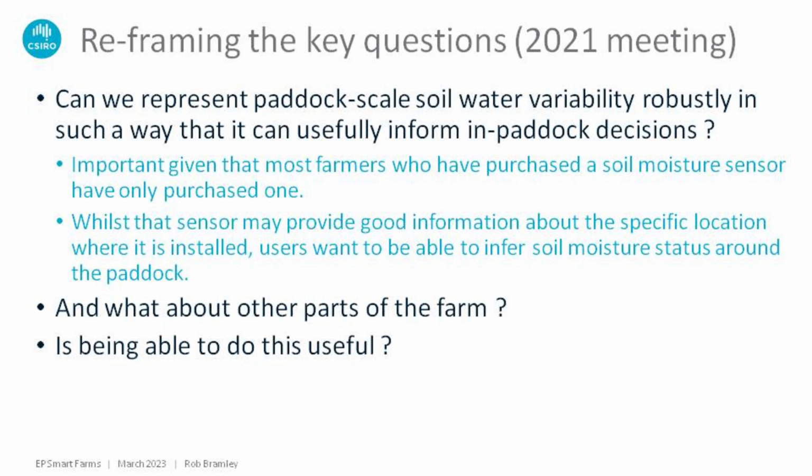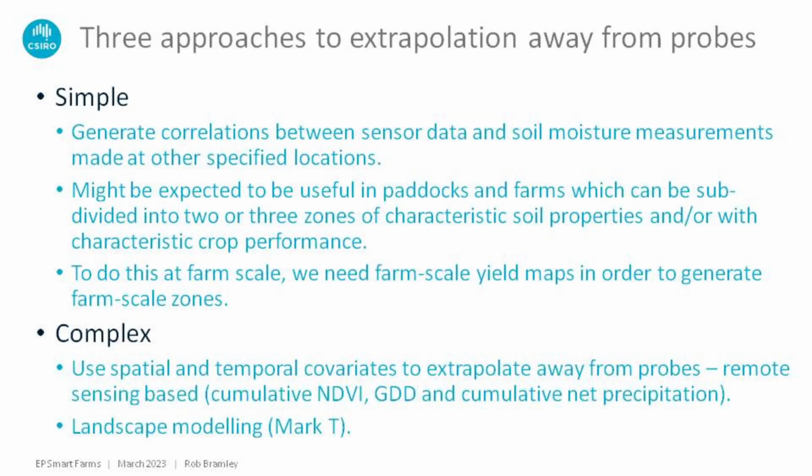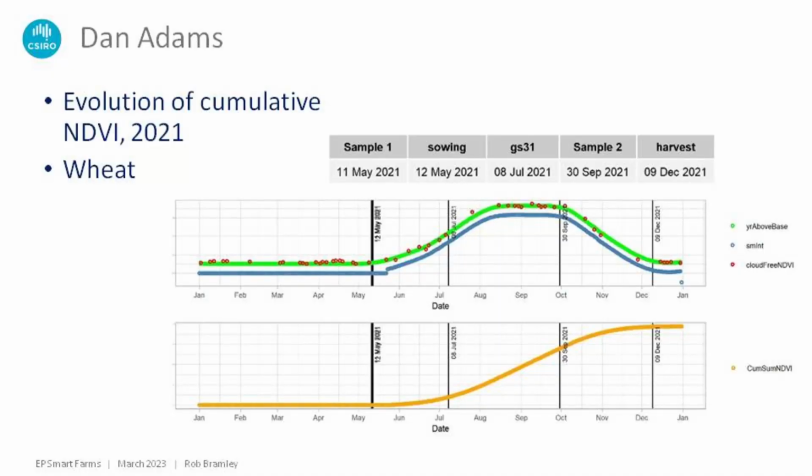And of course there's another question about whether or not being able to do that is useful. We identified a few different ways of doing that, starting at the bottom of the slide with the complex one. We came up with a procedure using cumulative NDVI, the growing degree days and the cumulative net precipitation as a means of trying to extrapolate away from the probe. And then there are some simple ways as well, just using simple correlation of moisture at the probe to moisture at particular locations. The utility of those methods, or the ease with which they can be implemented, depends on things like careful sampling and or the ability to identify soil or crop production variation in terms of zones and so on.